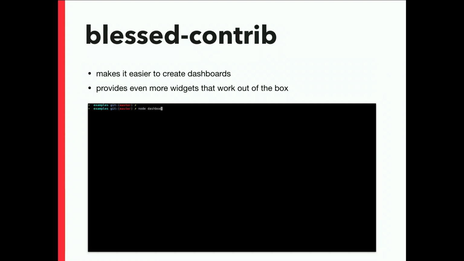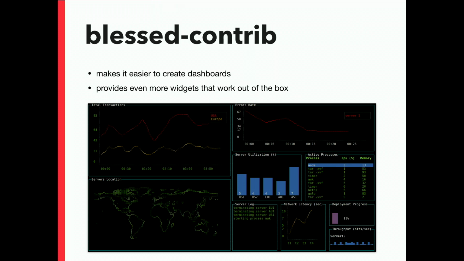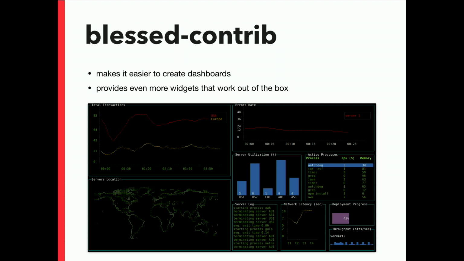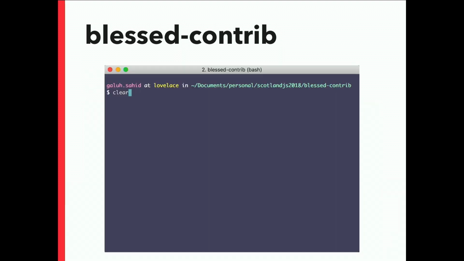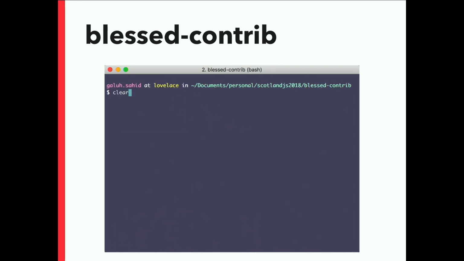Cool. So the next one is Blessed Contrib. This is a library that is built on top of Blessed. It makes it easier to create dashboards. It provides even more widgets that work out of the box. So you can build stuff like these with all of these fancy world maps, charts, and line charts. So this is a simple example of it.